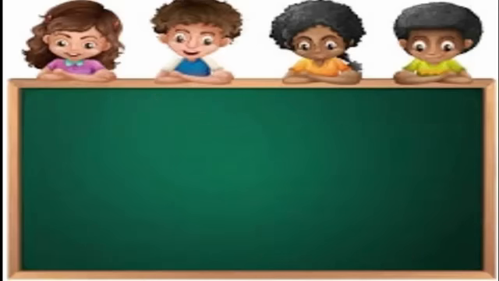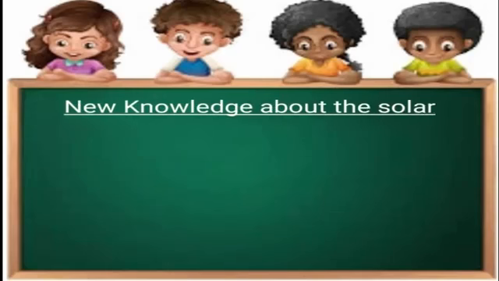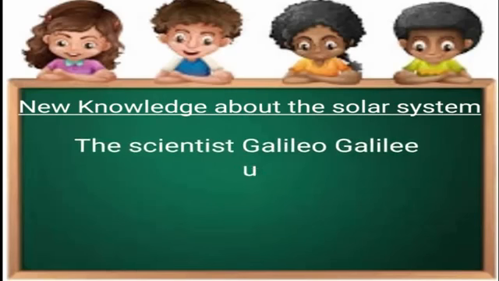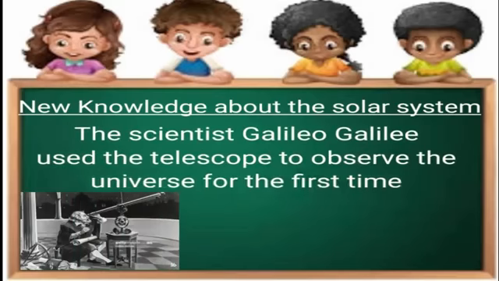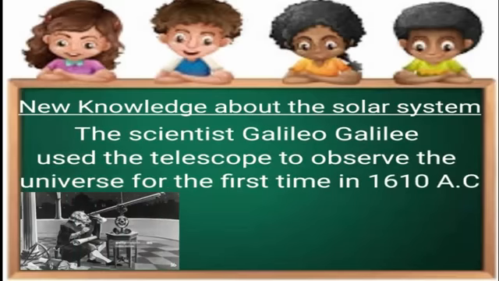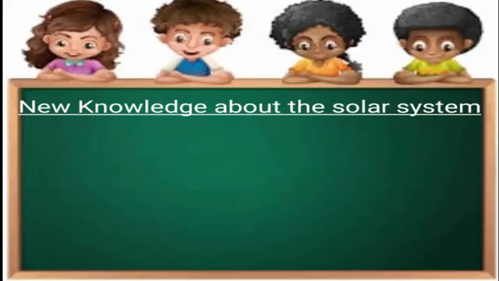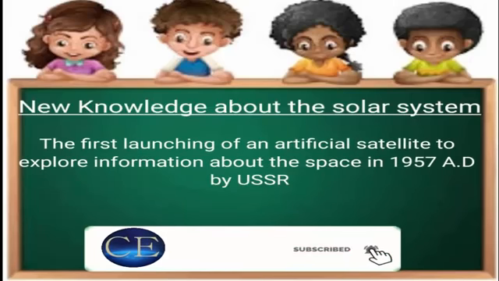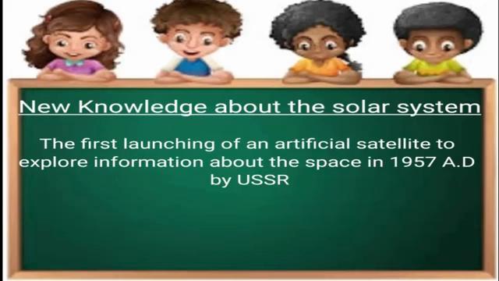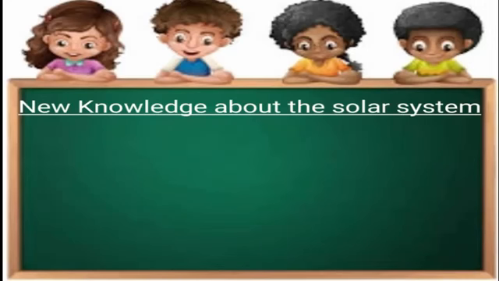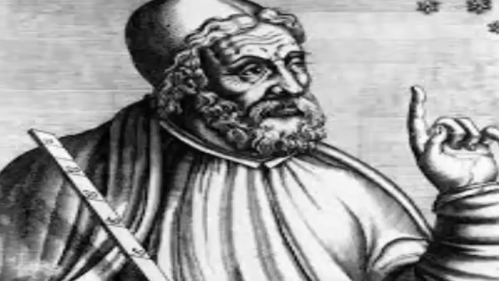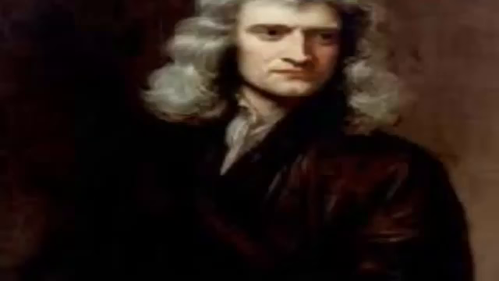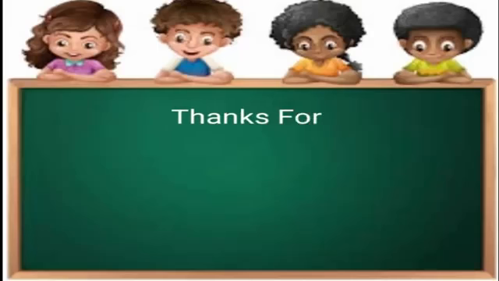Next we are going to learn about the new knowledge about the solar system. The scientist Galileo Galilei used the telescope to observe the universe for the first time in 1610 AD. The first launching of an artificial satellite to explore information about space was in 1957 AD by USSR. Persons like Claudius Ptolemy, Nicholas Copernicus, Johannes Kepler, and Isaac Newton too were enthusiastic in finding information about the universe in the past.